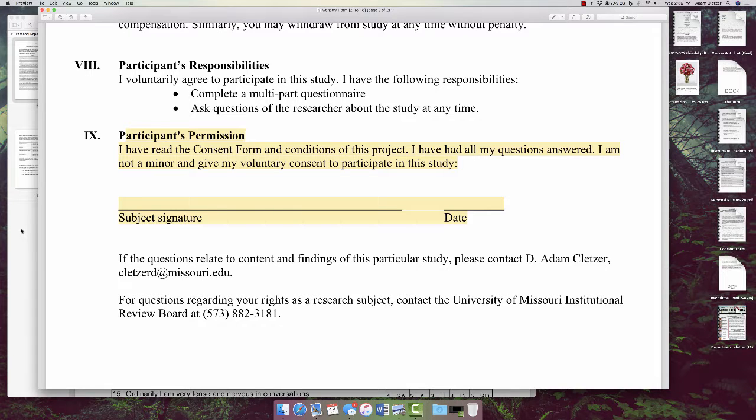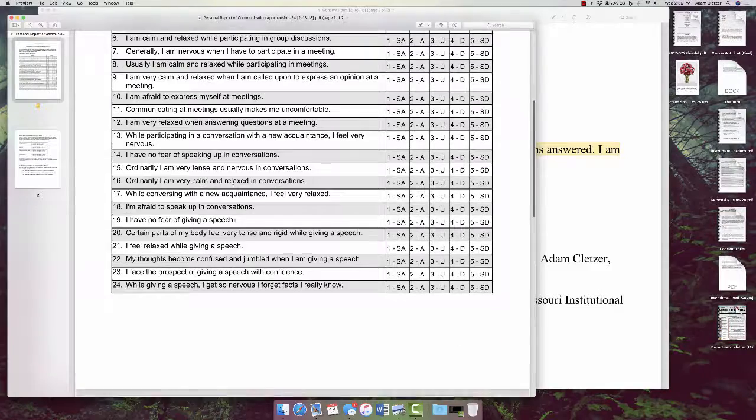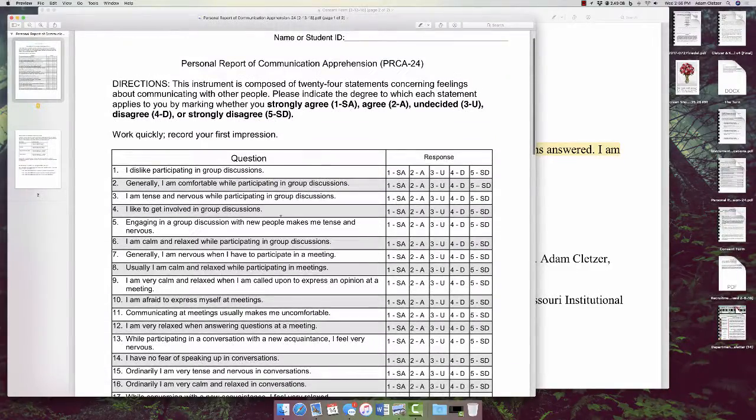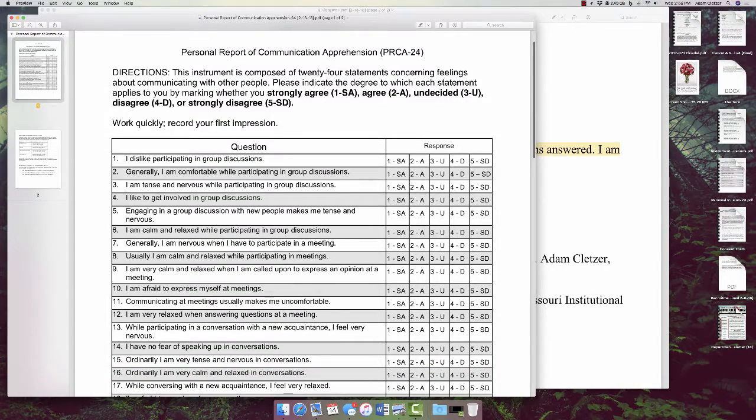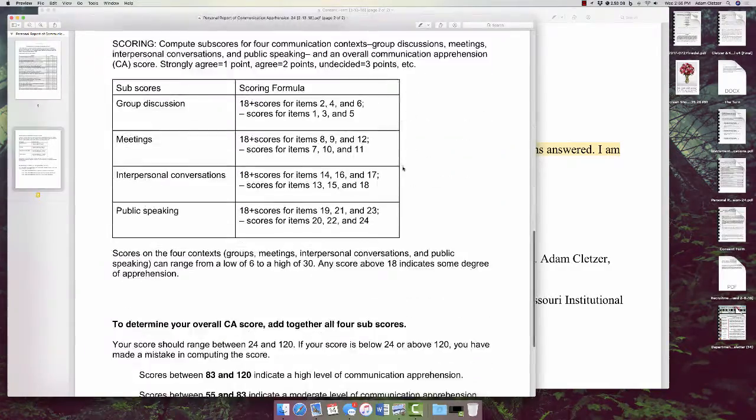So again, staple this one to this one, and then only print this first page, right? And you may want to walk them through and say, this is the personal report of communication apprehension. It measures how nervous you may be to talk in a couple different scenarios, and then all you've got to do is circle the one. So, I just like participating in group discussions. Strongly agree, right? Because I don't like to talk to people. So only that page. You don't have to print the second page.